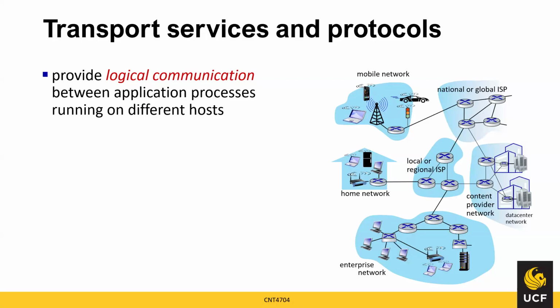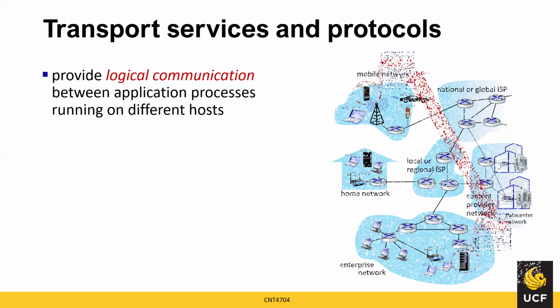So what does the transport layer do? Its job is to provide logical communication between applications, processes that are running on different devices. So we might have a device from the mobile network that is connected to a server. We could have another device from the home network that is also connected to the server. That's what the transport layer primarily does.